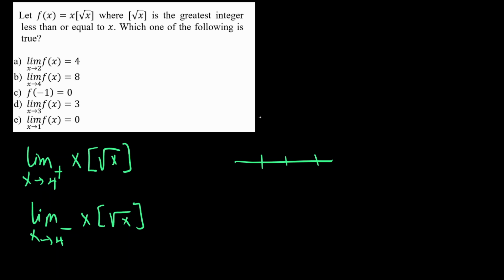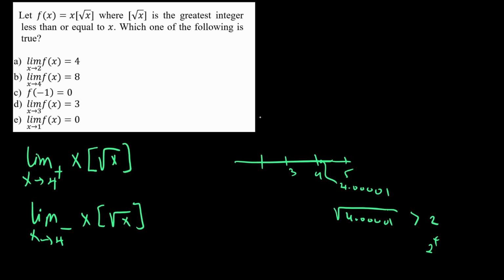So this is 3, this is 4, and this is 5. If you look at numbers that approach 4 from the right, so we're talking about numbers such as 4.0001, for example, and if you take the square root of numbers such as 4.0001, it will certainly be greater than 2, because the square root of 4 is exactly 2. So this is a number that is greater than 2. Let me just write it as 2 plus.